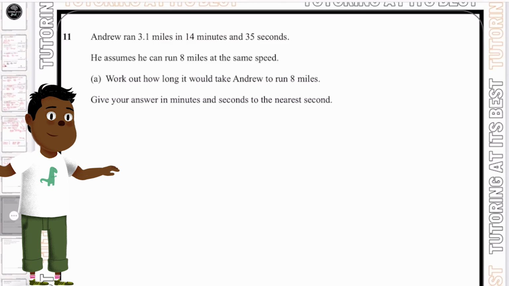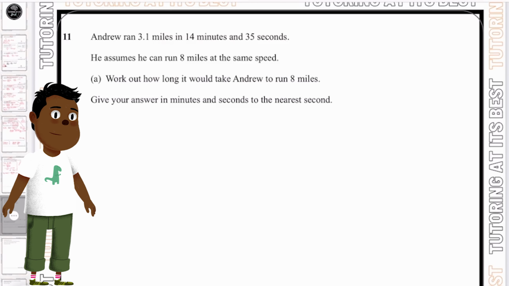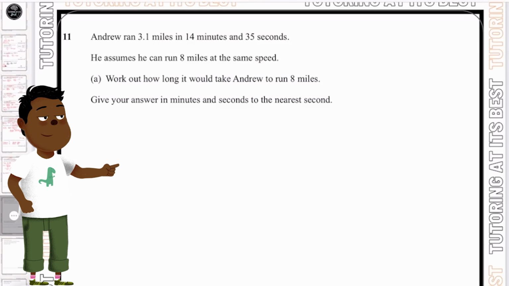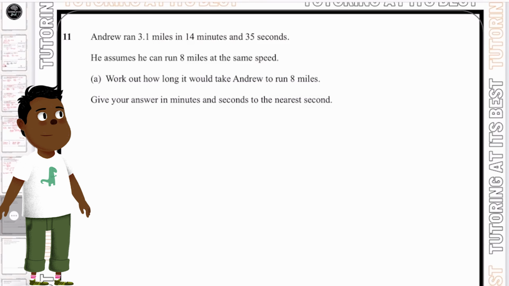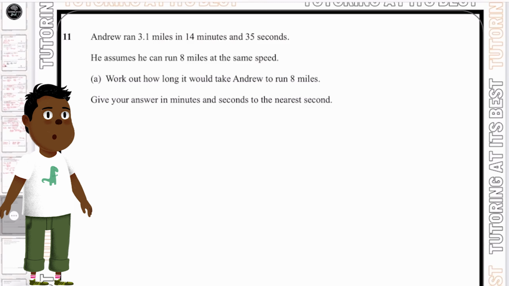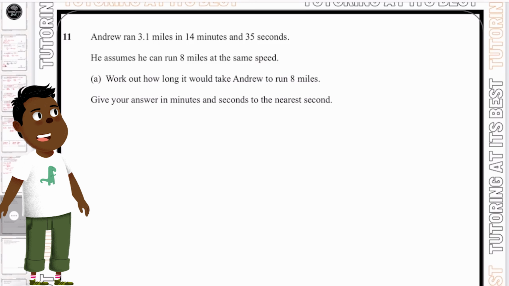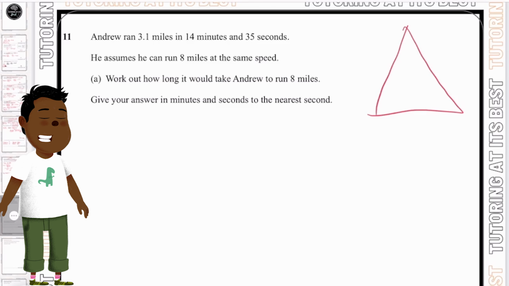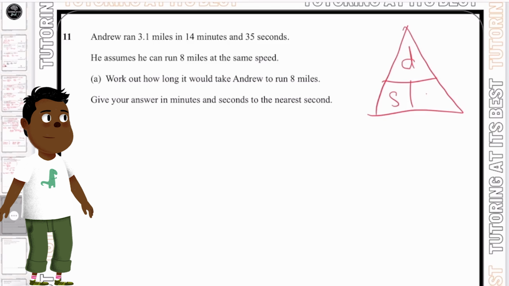Andrew ran 3.1 miles in 14 minutes and 35 seconds. And he assumes that he can run 8 miles at the same speed. So work out how long it would take Andrew to run 8 miles and give your answer in minutes and seconds to the nearest second. So again, I hope you're getting an understanding of these sort of questions and when to use which equation.